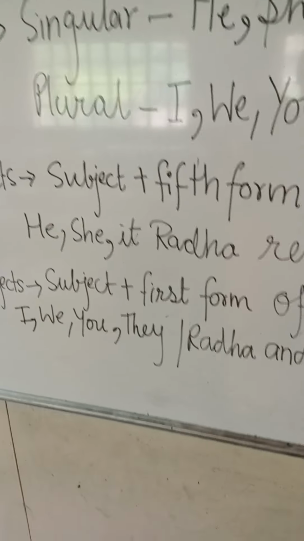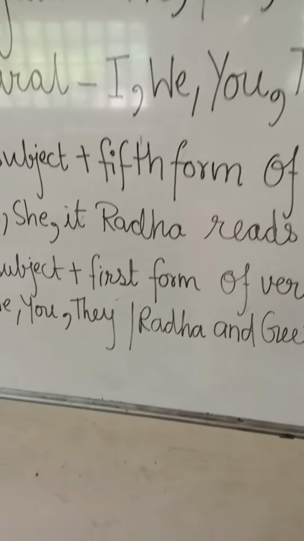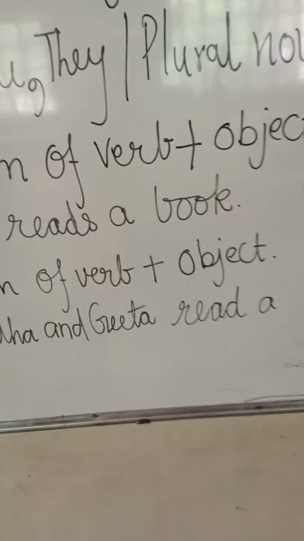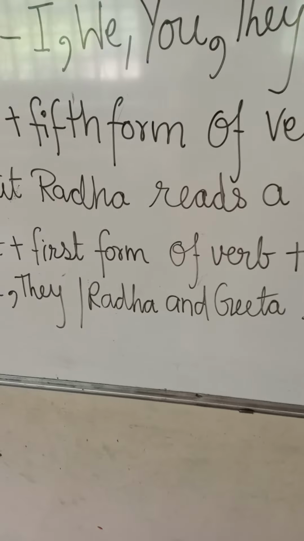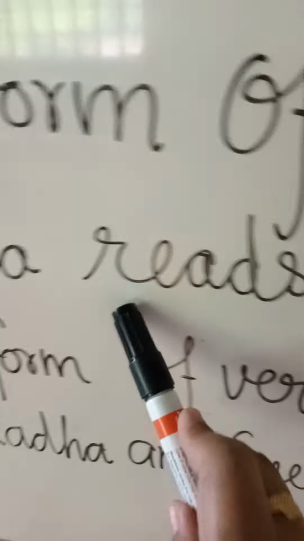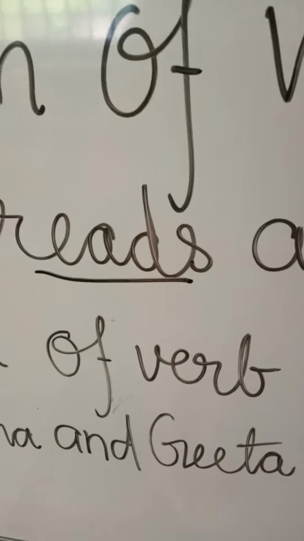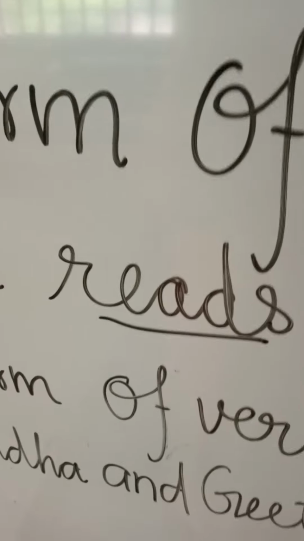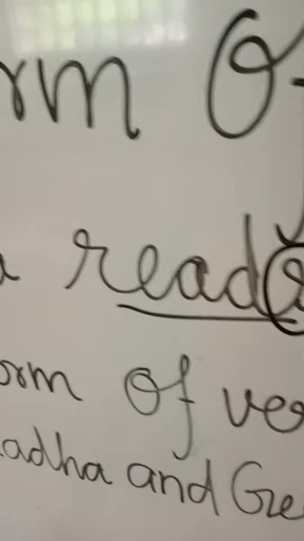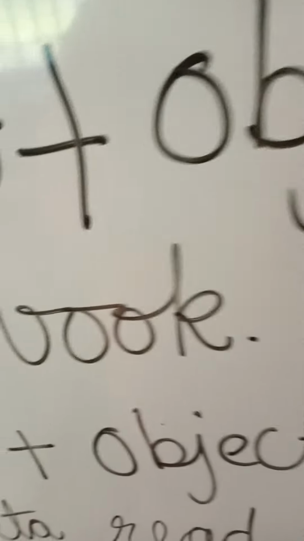Now I separate these examples: he reads a book, she reads a book. It is used for animals, so we will not write it here. Radha reads a book. So now you have seen that with the singular subject we use the fifth form of verb. This is the fifth form of verb, children, the form which we make by adding s or es. You can see here I have added s behind the word read.